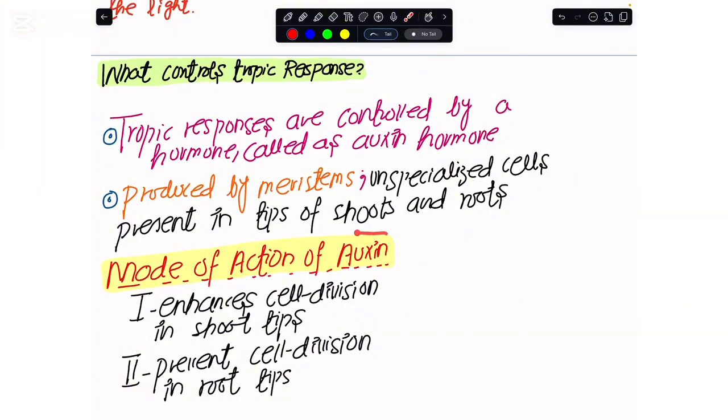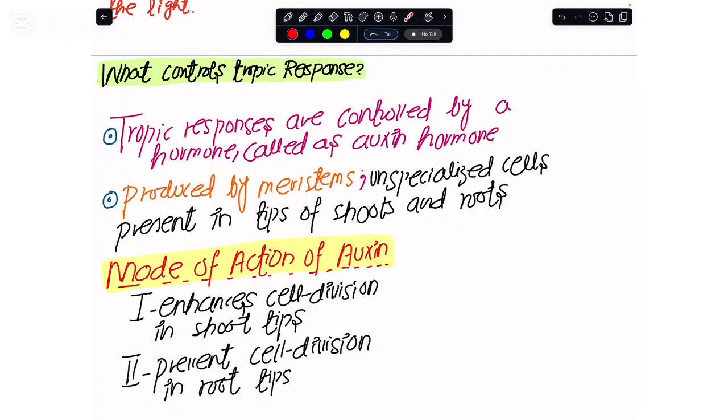Now, this is a very important point that you must never forget if you want to crack this topic. If I were to tell you how the auxin controls the growth of the shoot and the root toward the light and the gravity stimulus, the idea is that auxin would always enhance cell divisions. This would increase the number of cells whenever it is released in the shoot tips.